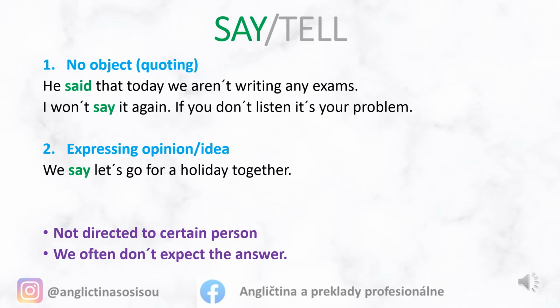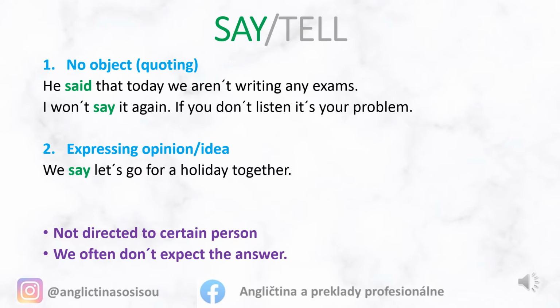The second rule that we can apply here, we use say when we are expressing opinions or ideas. We say, let's go for a holiday together. Again, we are saying something, but we don't know to whom. So again, we are also missing the object, and in this sentence, we are expressing our opinion. Our opinion is, let's go for a holiday together.